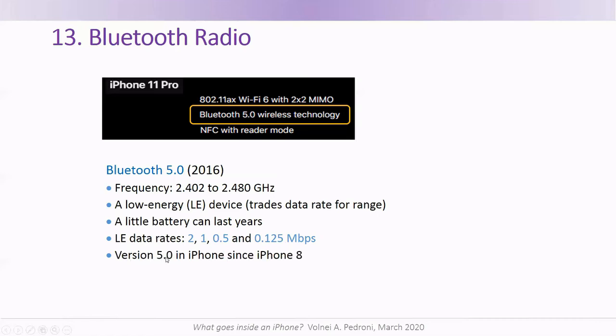Version 5.0 has been in the iPhone since iPhone 8, which makes sense because the iPhone 8 was released in 2017, and this version of Bluetooth was published in 2016. There is a high-speed option in the old version 3 of Bluetooth for 54 megabits per second.